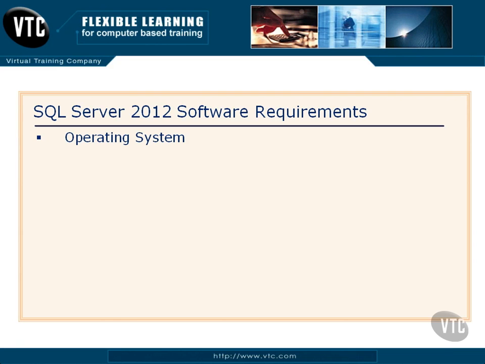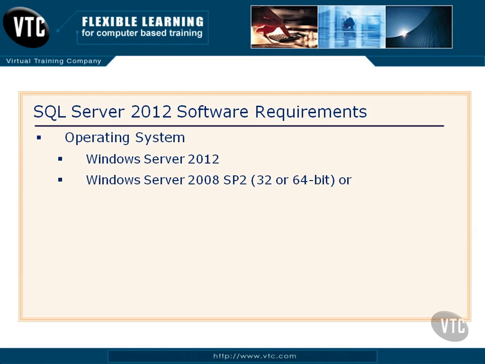And basically that is going to be any version of Windows Server 2012, which are all going to be 64-bit, or you could put it on Windows Server 2008 Service Pack 2 Edition, either 32 or 64-bit, or Windows Server 2008 R2 with Service Pack 1, which is 64-bit only. So the bottom line, server editions of the operating system from 2008 through all of the 2012 editions.